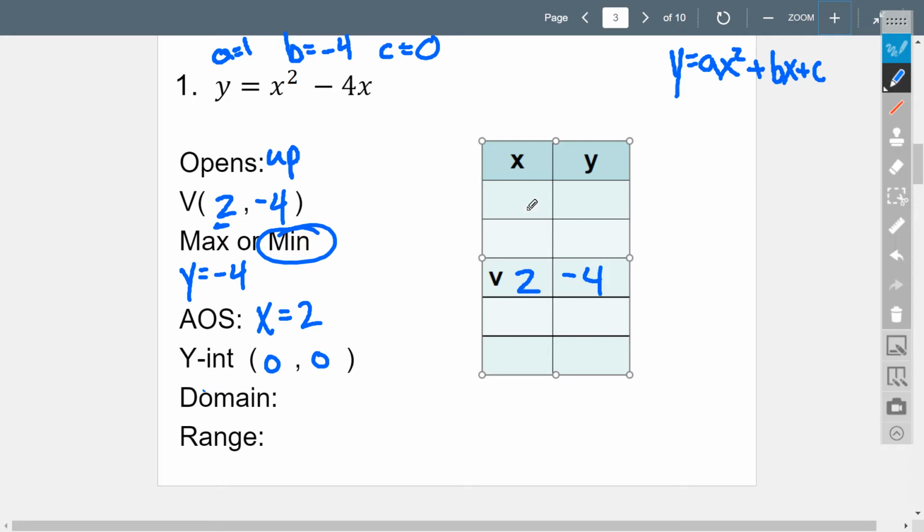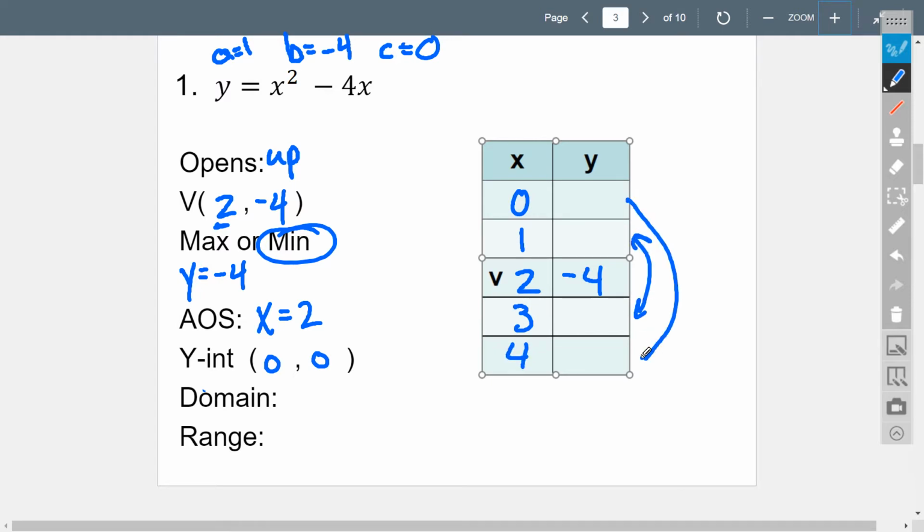Let's go ahead and fill out our table using x values that are to the left and to the right of 2. So to the left of 2 is 1, and to the left of that is 0. To the right of 2 is 3, and to the right of that is 4. Keep in mind, these y-coordinates will be the same, and these will be the same, because this is symmetrical. So first I'm going to plug in 0.